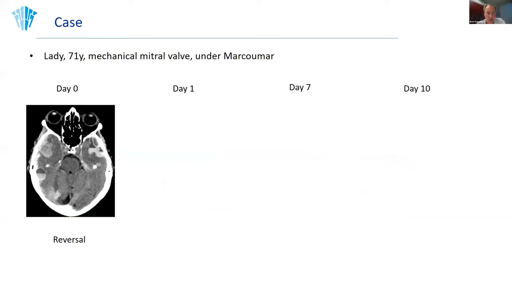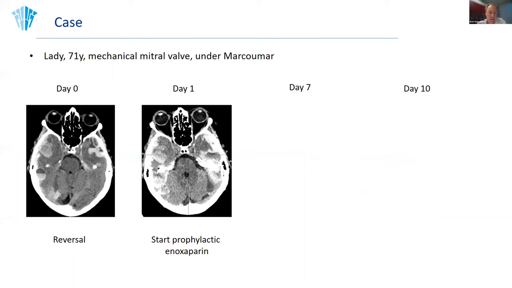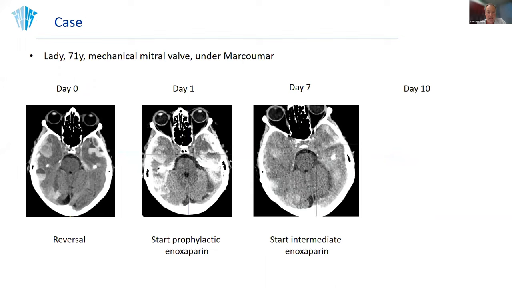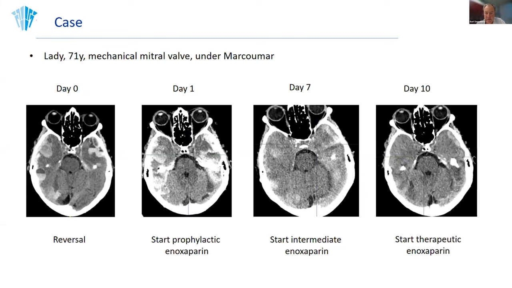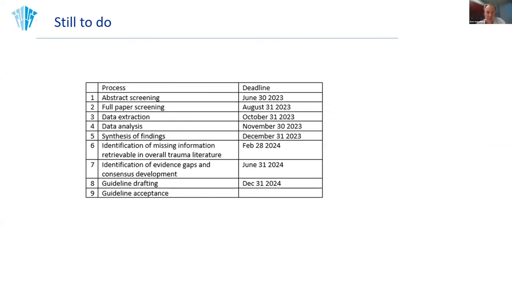And this is an example from the hospital, quite recent. This is a patient that was under vitamin K antagonist for a mechanical mitral valve, and you see the contusions on day 0. So anticoagulation was reversed. And because there was no real worsening at day 1, we started with enoxaparin in a prophylactic dose, and there was no worsening from there on the CT scans. So at day 7, we started intermediate enoxaparin doses, and at day 10, started therapeutic doses, and the patient is doing well without any hemorrhagic or clinical deterioration.